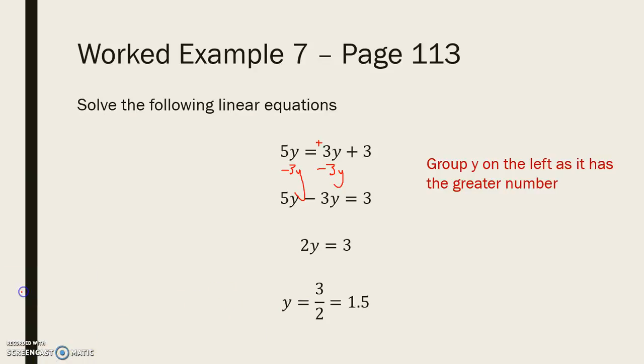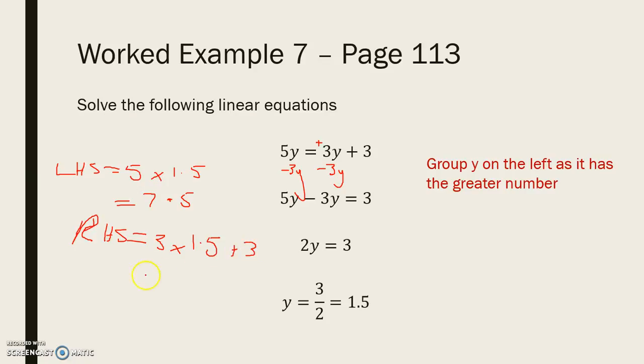To check your answer, look at both sides separately. So left hand side equals 5 times 1.5, which equals 7.5. The right hand side equals 3 times 1.5 plus 3. So that's 4.5 plus 3, which equals 7.5. And because the left hand side and the right hand side are the same, our answer must be correct.